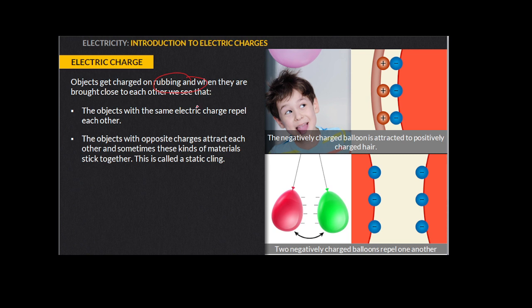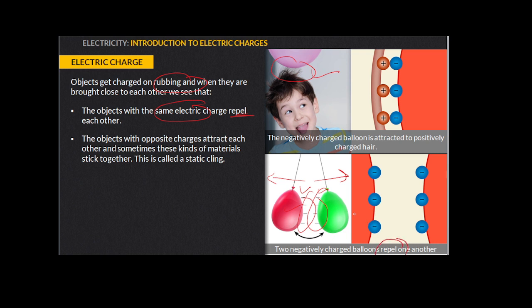Now we have seen in the first place that there was attraction in some cases and repulsion in others. Now what is the reason behind this attraction and repulsion? See, objects with the same electric charge repel each other. In this case, this balloon is negatively charged, and the other also has negative charge. Since they have the same kind of charge, there will be repulsion.